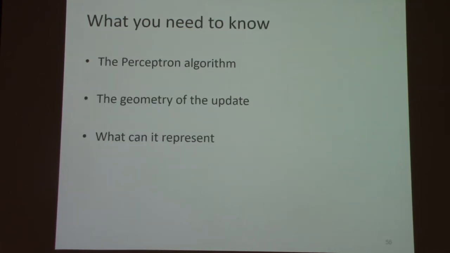What you need to know out of all this for now is you need to understand the perceptron algorithm, in particular what the update rule is. You need to understand the geometry of this update: what's happening in the n-dimensional space, you're basically rotating these planes. And you need to understand what functions the perceptron algorithm learns, namely linear functions. So it represents a linear classifier. The hypothesis space for the perceptron algorithm is a linear classifier.